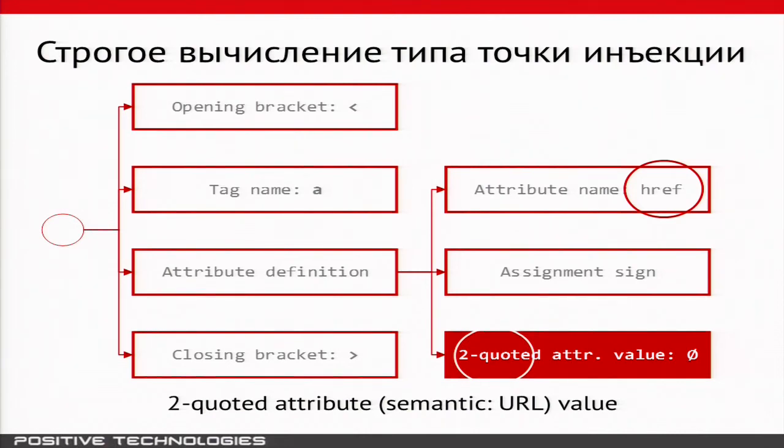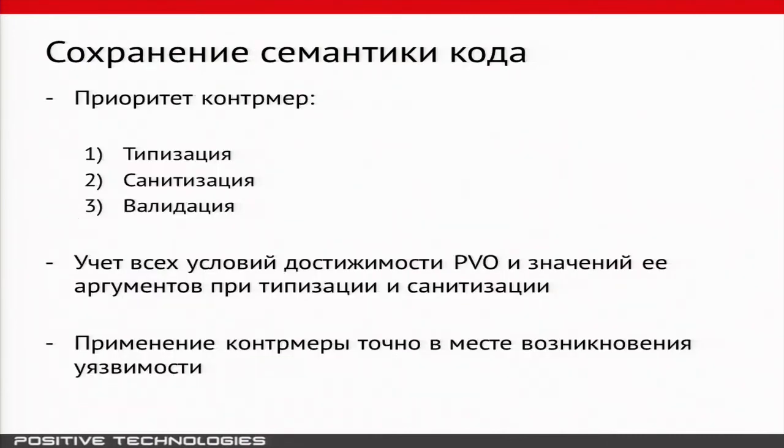So the tag name, opening bracket, attribute definition, closing bracket, attribute name, assignment sign, and then we can identify this unique symbol. This is where our symbol got to, and so now we know the point of injection. And we have the value of the attribute, a quoted attribute, semantic URL, and the grammar of this value will be determined by its grammar.